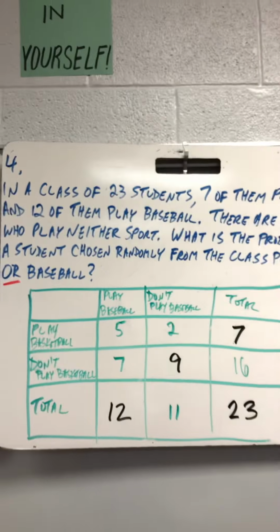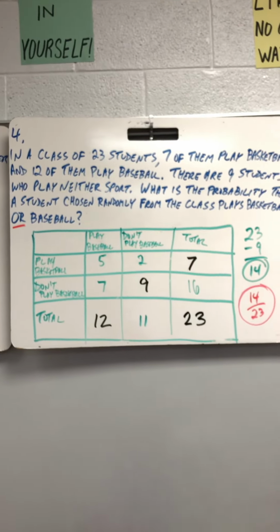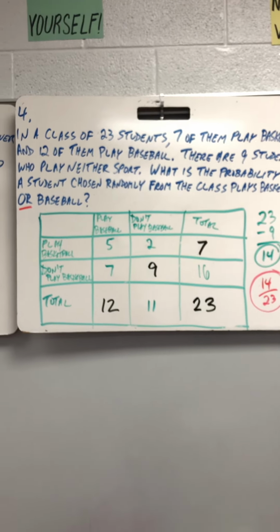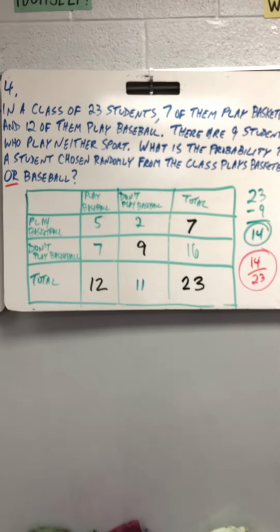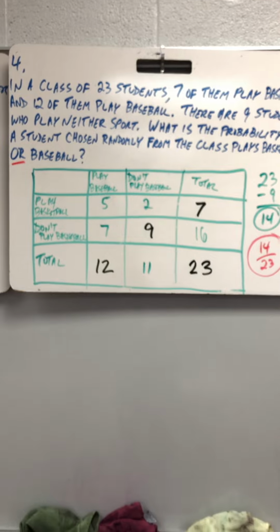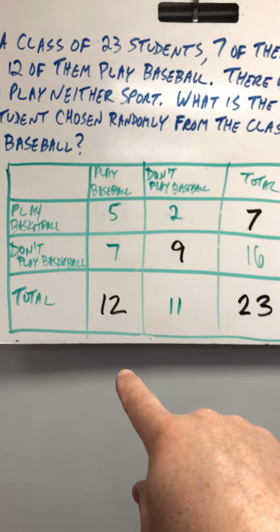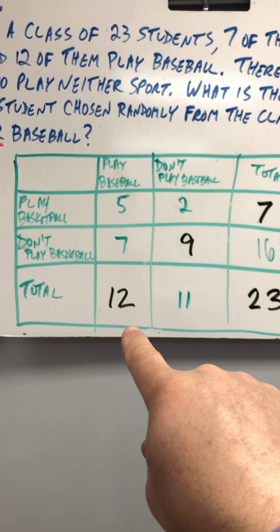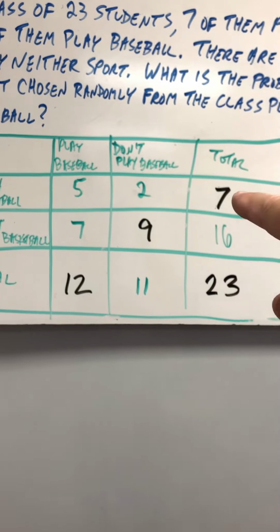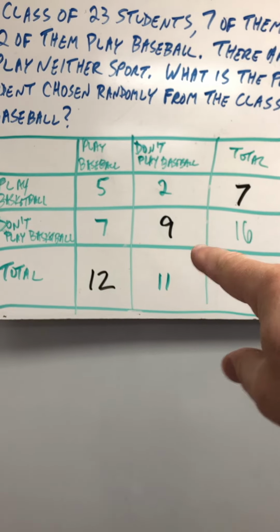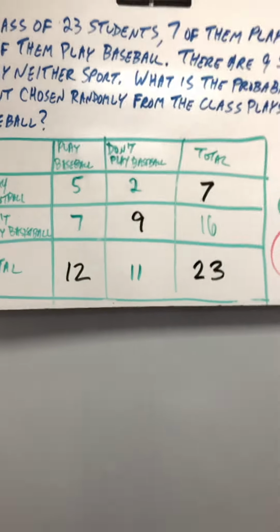Okay. Over here, in 23 students, 7 play basketball, 12 play baseball. There are 9 who play neither. What's the probability that a student chosen randomly plays basketball or baseball, one or the other? Okay. Well, once again, you're given these numbers. The black ones you're given, okay? 12 play baseball, 7 play basketball, 9 play neither, and 23 students altogether, all right?